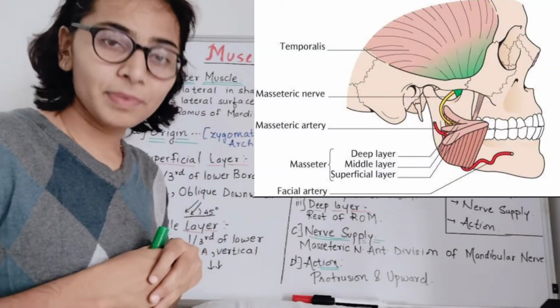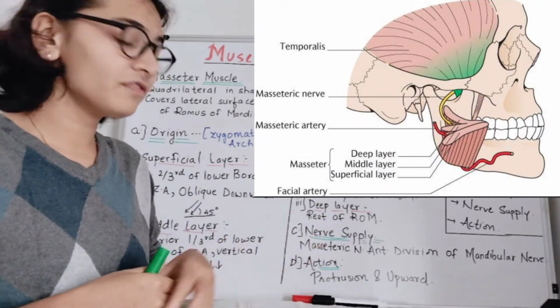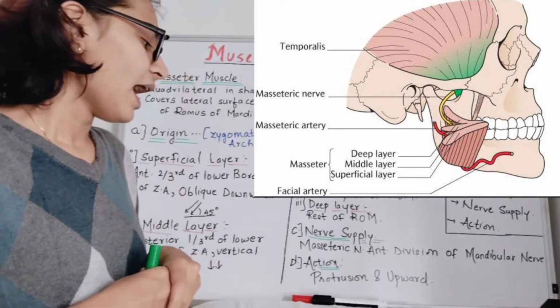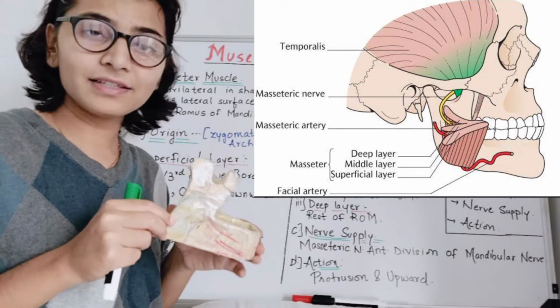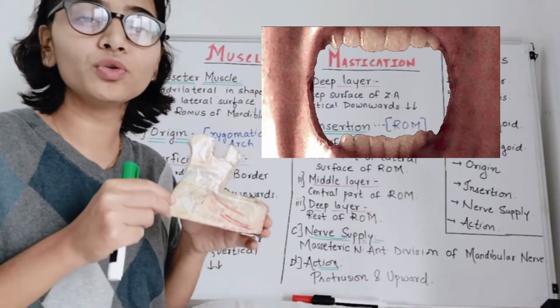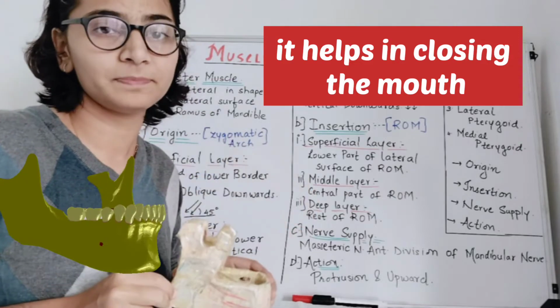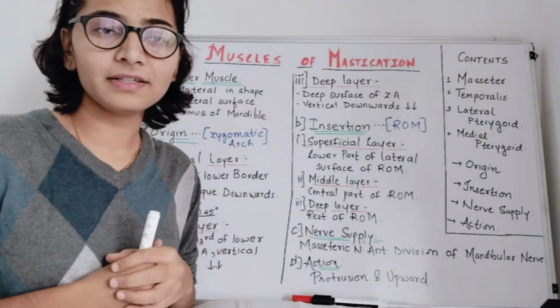Now we'll move on towards the nerve supply of the masseter muscle. Masseter muscle is supplied by the masseteric nerve, which is the anterior division of mandibular nerve. And last is the action. So masseter muscle helps the mandible to move in upward direction as well as in forward direction. So this was all about the masseter muscle.